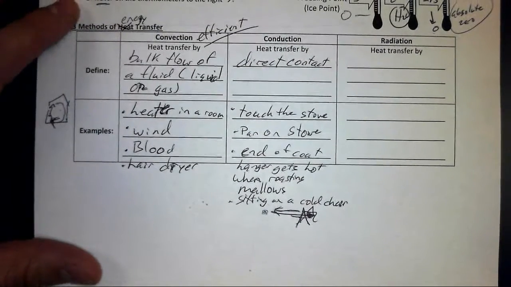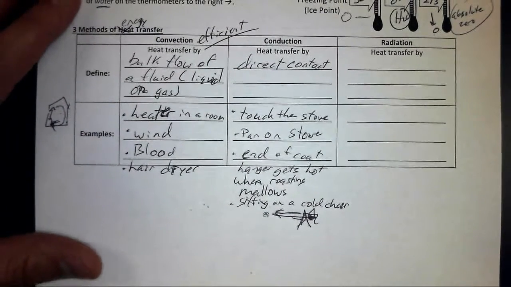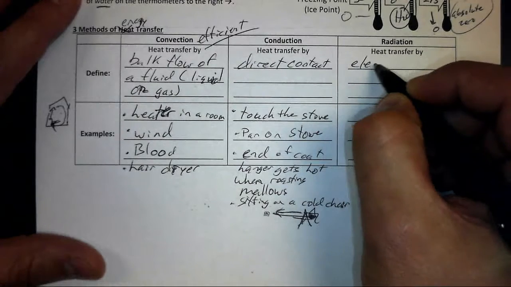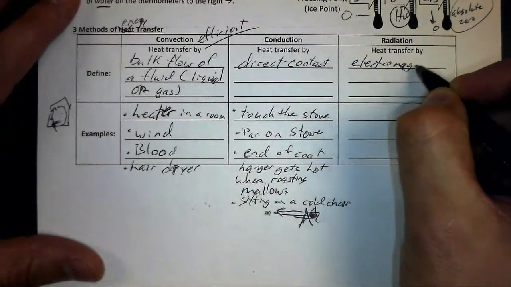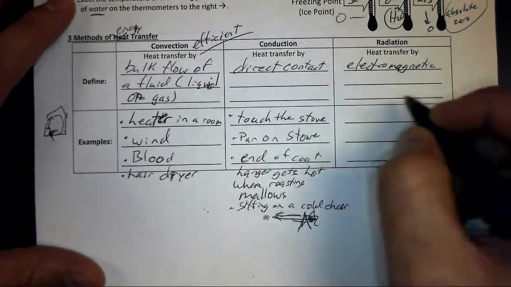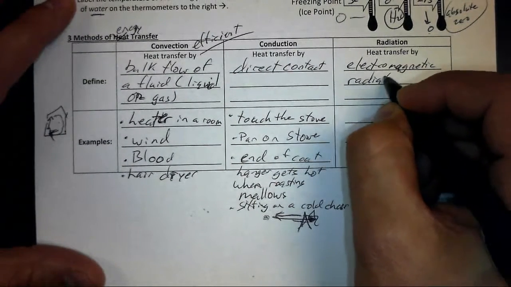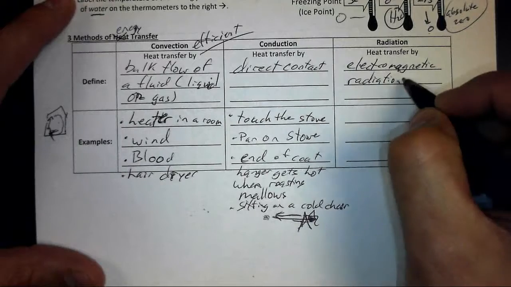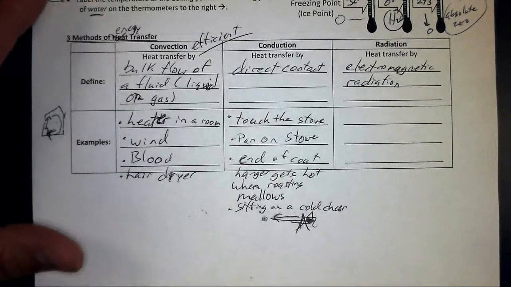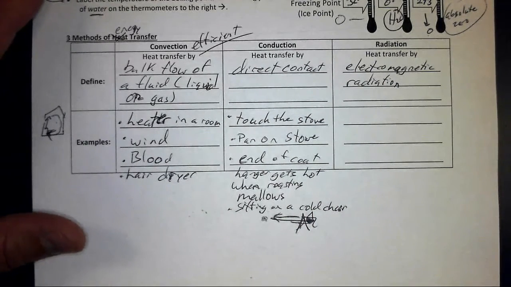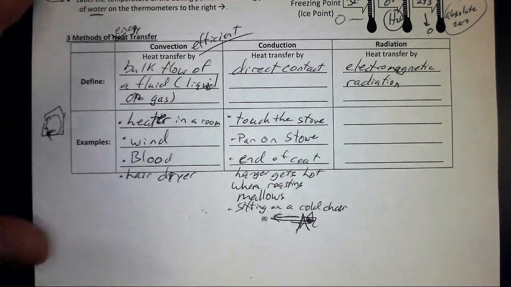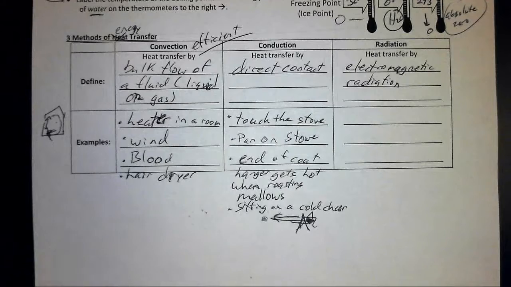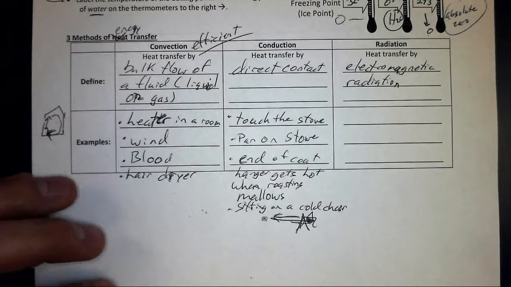And the last method of heat transfer is radiation. That's heat transfer by electromagnetic radiation. Lots of different examples of radiation. One of the most misunderstood and probably the most important method of heat transfer, the most overlooked for sure.